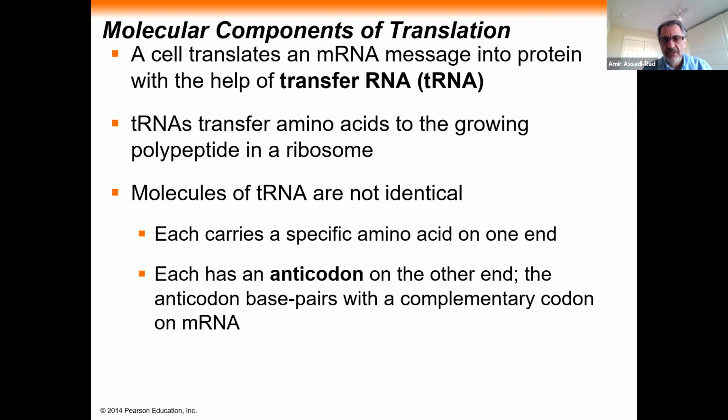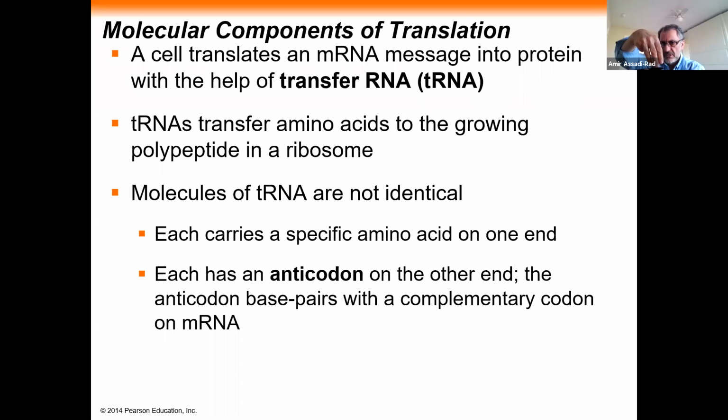Each carries a specific amino acid on one end, and each has an anticodon. So the codon was on the mRNA. Right here, this is an mRNA. So this is a codon, right? Three of them. And the tRNA comes in, it matches. You will see some pictures here in a minute. These three are called the anticodon, right here.